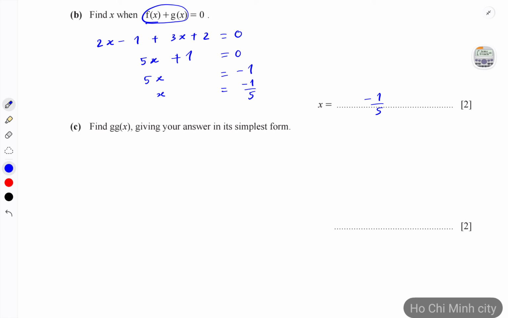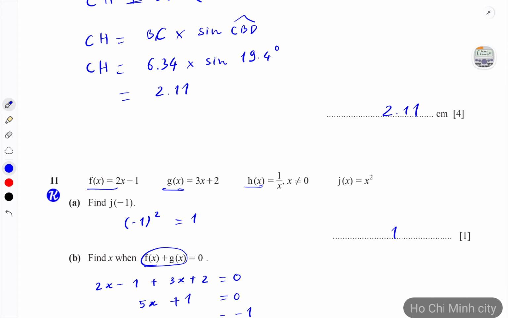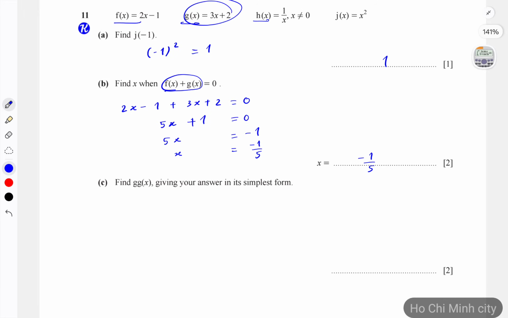And the next one is find the g of x, giving your answer in the simplest form. So the g of x is here. First, we will write down 3x plus 2. So whenever we see the x, try to replace it with the g of x. So we will replace that one with 3x plus 2. And that one would be g of x.